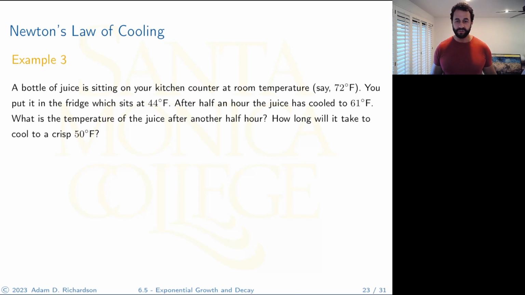Let's say a bottle of juice is sitting on your kitchen counter at room temperature. We'll say the room temperature is 72 degrees Fahrenheit. You put it in the fridge, which sits at 44 degrees Fahrenheit. And after half an hour, the juice has cooled to 61 degrees Fahrenheit. What's the temperature of the juice after another half hour? And then how long will it take the juice to cool to a crisp 50 degrees Fahrenheit?